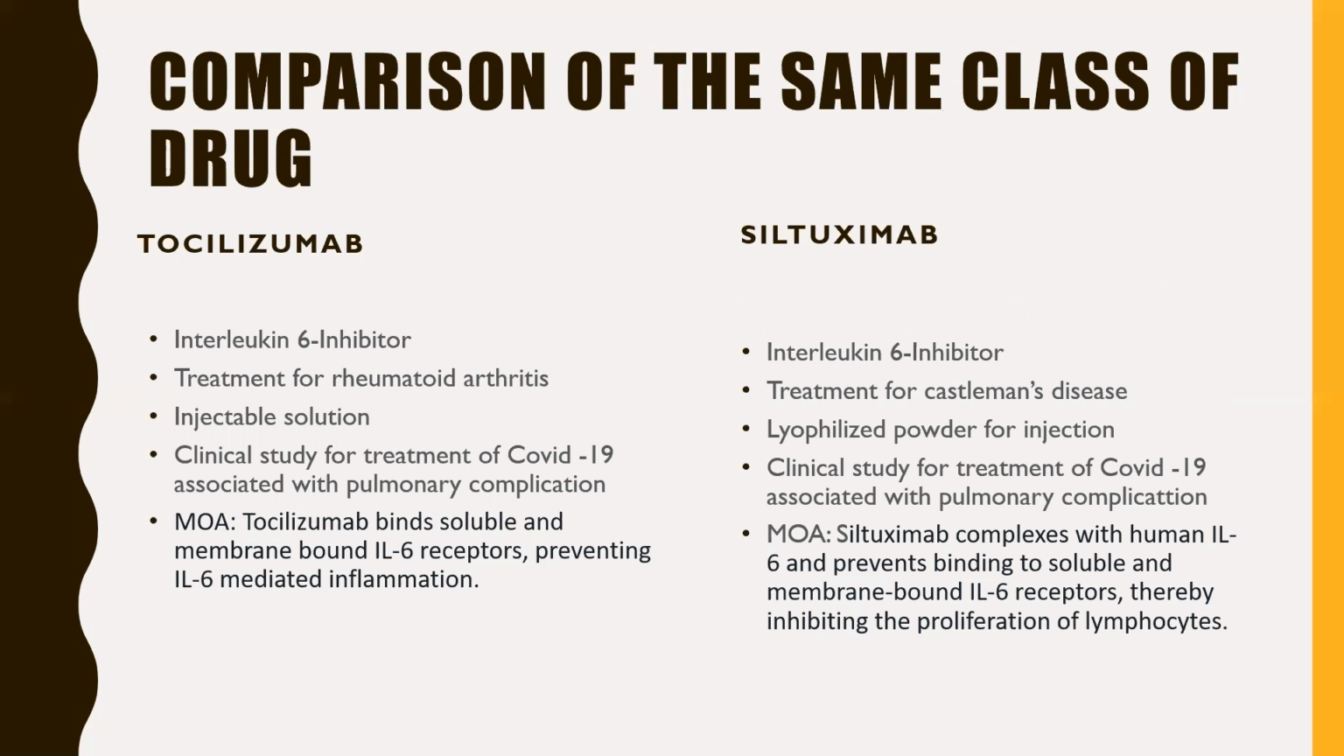So, mechanism of action for tocilizumab. Tocilizumab binds soluble and membrane-bound interleukin-6 receptors, preventing interleukin-6 mediated inflammation, while siltuximab complexes with human interleukin-6 and prevents binding to soluble and membrane-bound interleukin-6 receptor, thereby inhibiting the proliferation of lymphocytes.